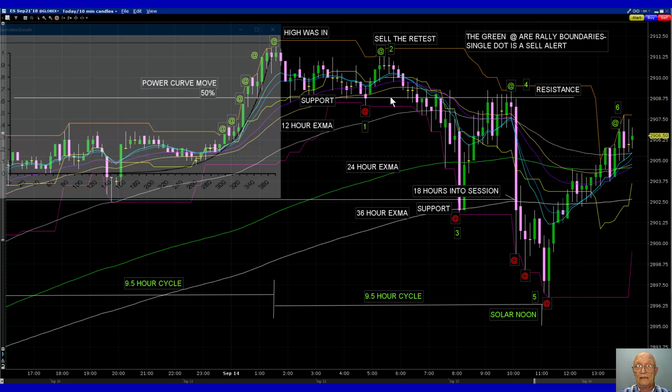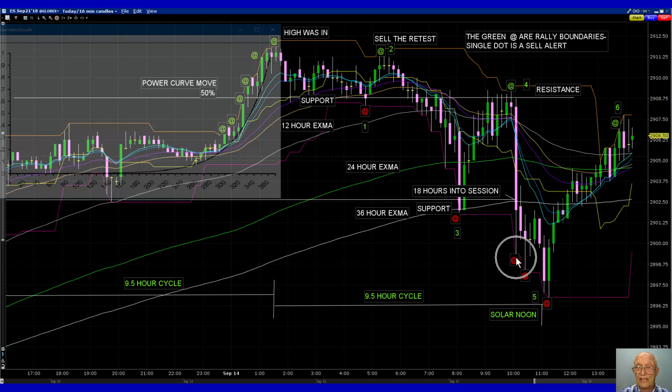On Thursday, prices stayed above that. Today they fell below it. Right in here they tried to push higher and got rejected right there. And then these little green dots are the rally boundaries. A single dot is an alert that you might want to be ready to sell short. This candle starting down, it gained a lot of following.